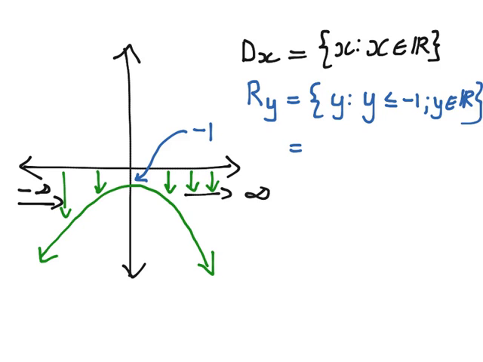In interval notation, it's going to be -1 to negative infinity. Actually, it's the other way around. It goes from negative infinity up to -1. And of course, -1 is included.